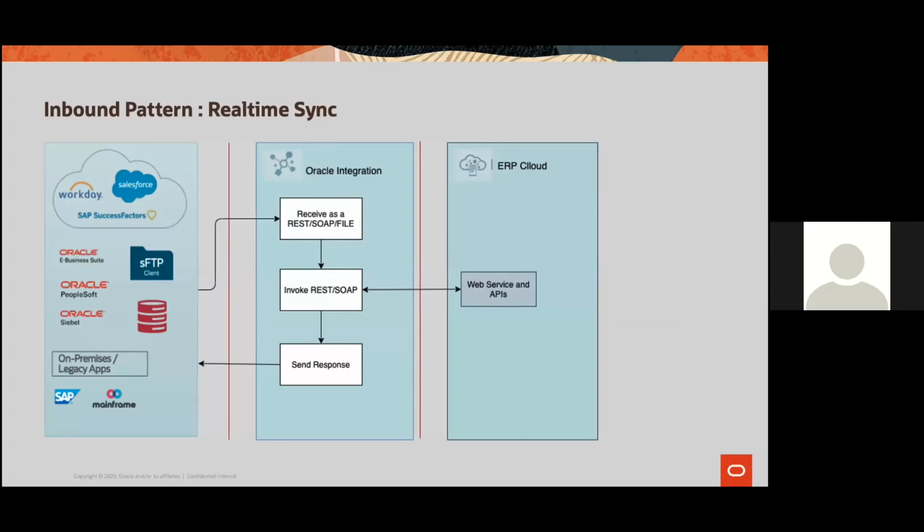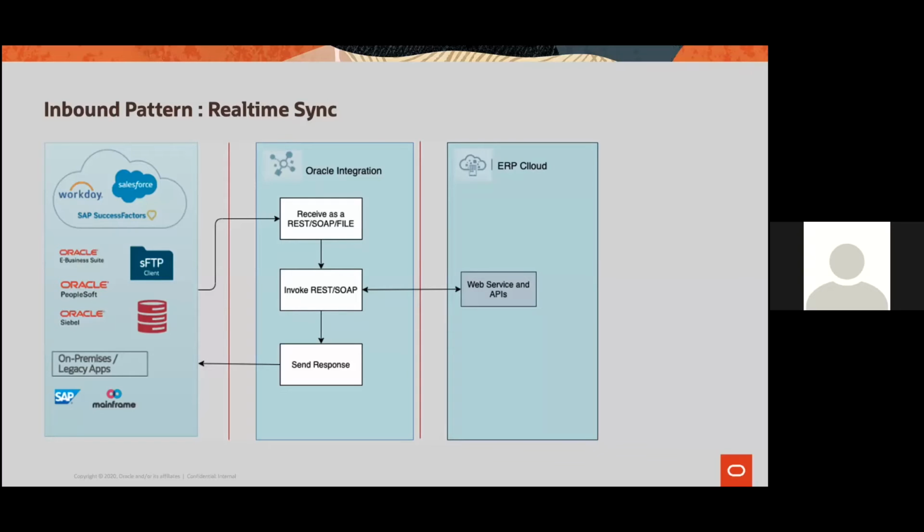The second pattern is the real-time sync. Let's say you have an extension, and a physical user on the extension is querying for an order status. This is a good scenario where FBDI would not fit in. This is the place where you would invoke a web service or a REST API to get the status and immediately get the response back to the user, right?